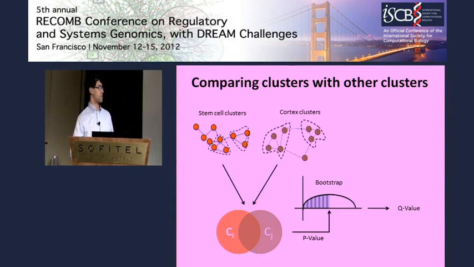So same approach here. We see the size of the overlap, get a p-value from that. We have a background distribution based upon random clusters. We correct for multiple testing, and that will give us a set of clusters that are significantly overlapping.